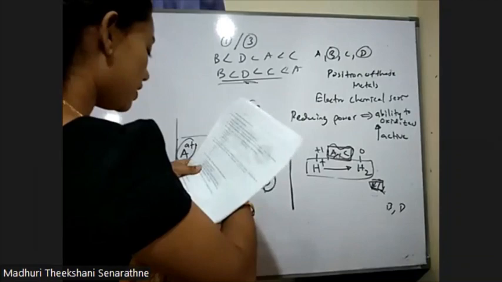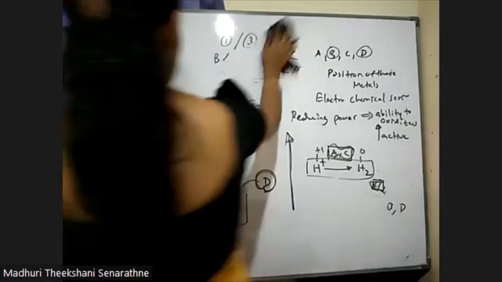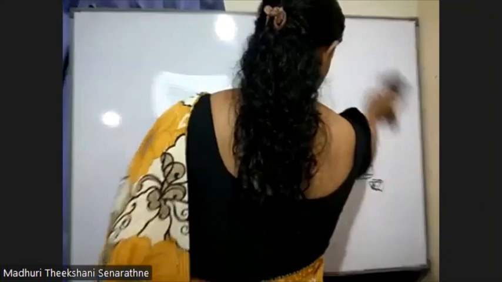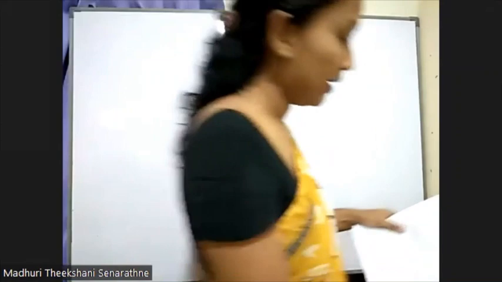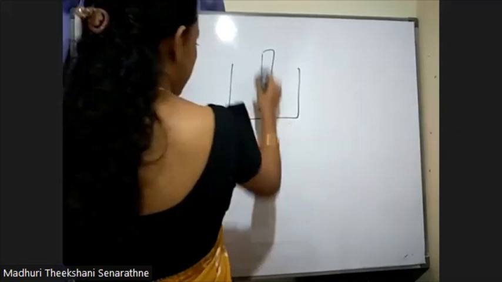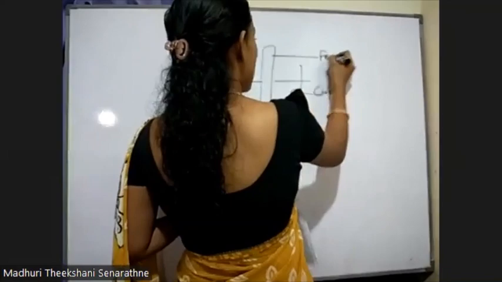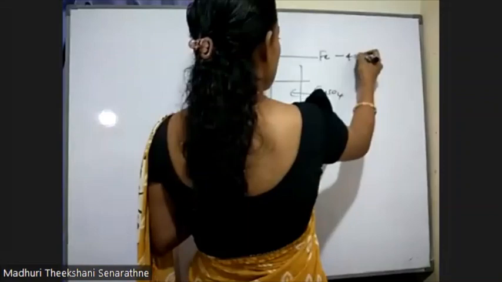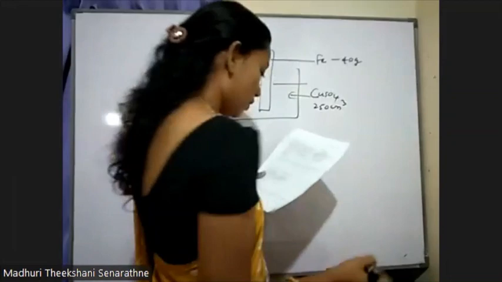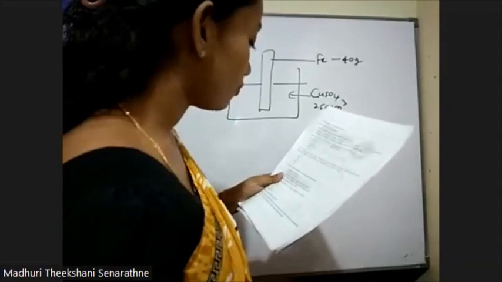28. It is somewhat a hard question, but you have to have an idea about the overall syllabus. Here, an iron plate is immersed in a copper sulfate solution. The initial mass of the iron plate was 40 grams. After some time, the mass of the plate was 42 grams.